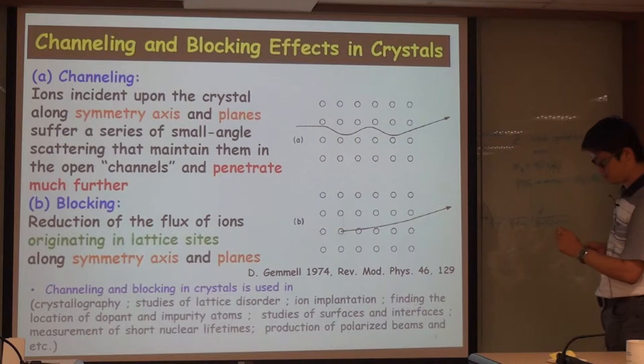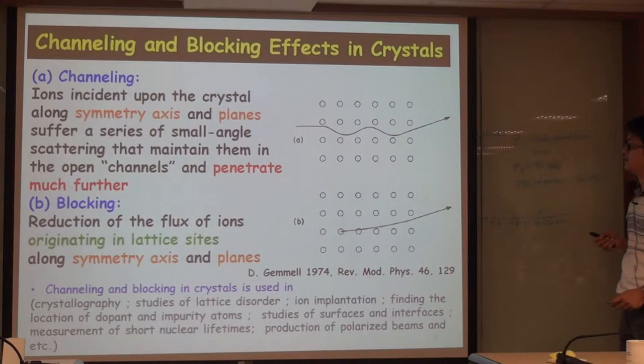Then there is this blocking effect, which is the reduction of the flux of ions originally from the lattice site. That is the case that we are trying to get, which later we will call the ion channeling effect. Considering this channeling behavior was studied in the 1970s, broadly, including lots of aspects of channeling and blocking effects.